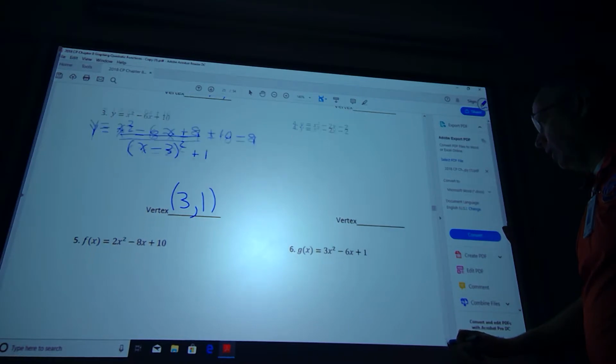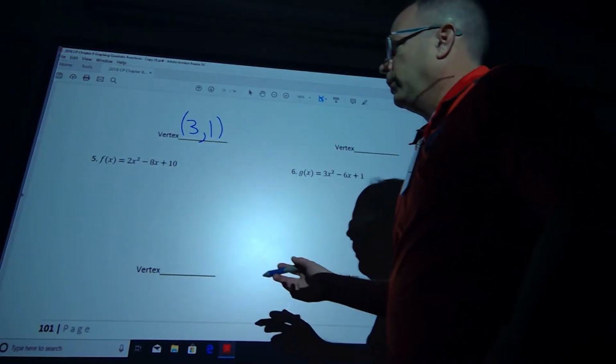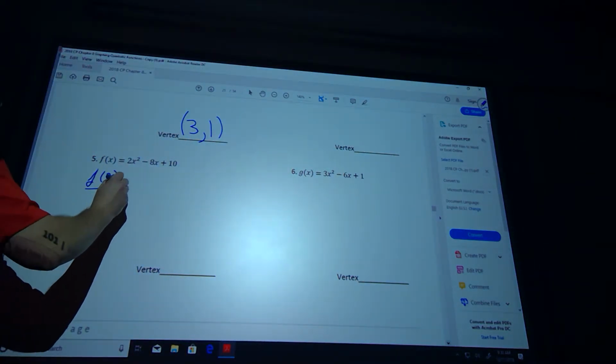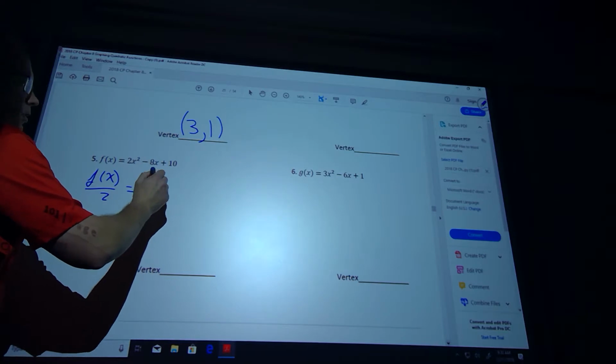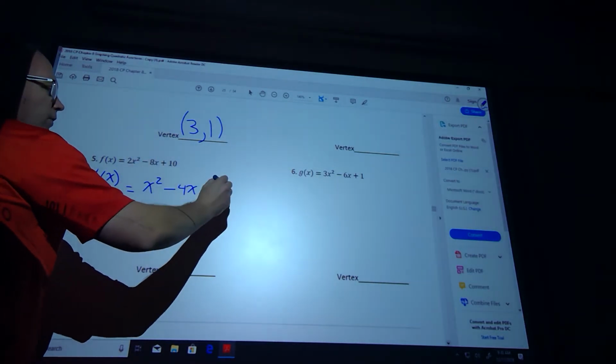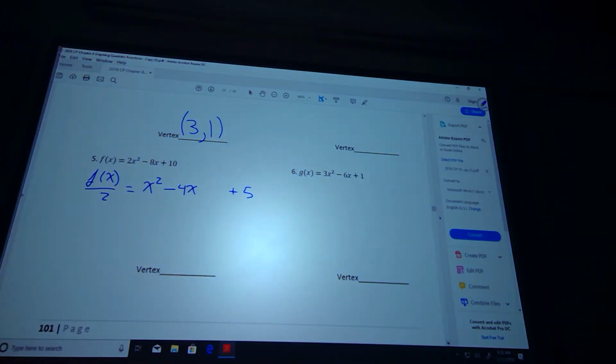Number 5 is a little trickier because we have a lead coefficient that happens to be a 2. So the first thing I'm going to do on this problem is divide everything by 2. So I get x squared. I'm also going to make the space. Half of 8, because I'm dividing by 2, is negative 4x. Half of 10 is 5. And there's my space. So we're going to come back to that 2 in a moment, but not yet.